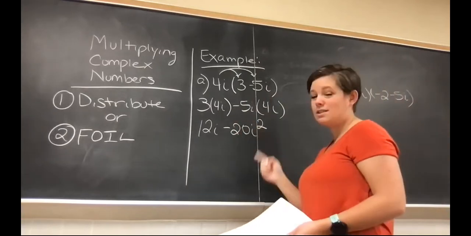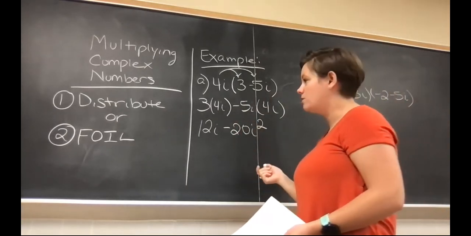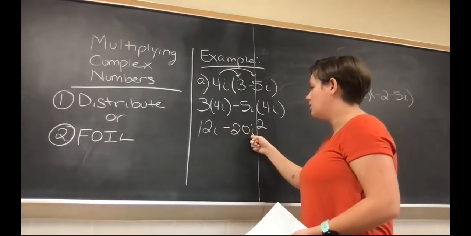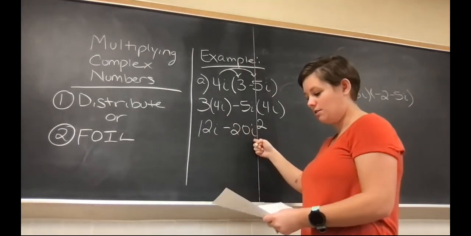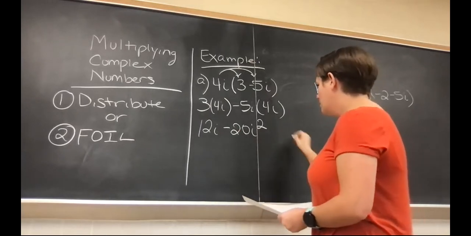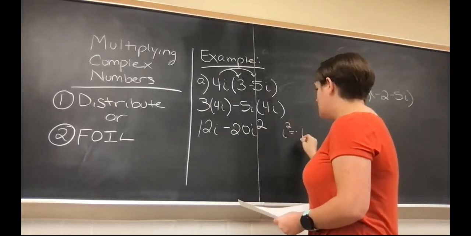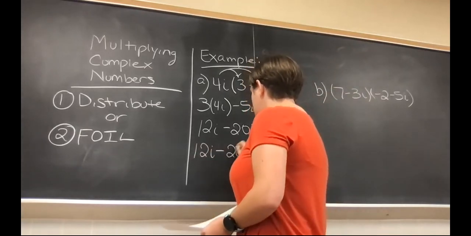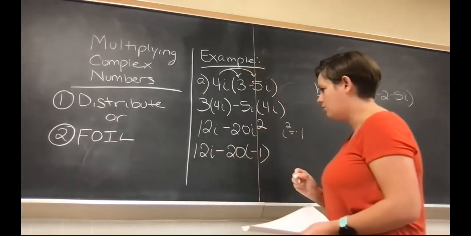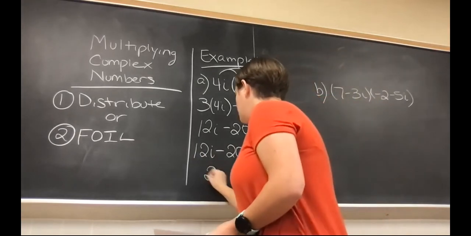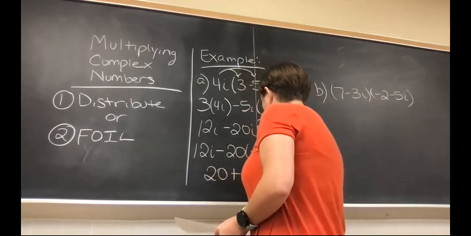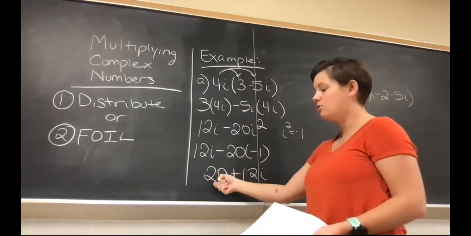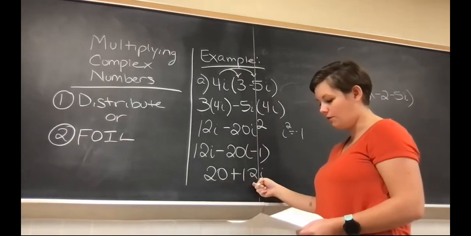Now, if these were just x's, that would be where we'd stop. However, since these are imaginary numbers and i is actually the imaginary unit, we need to think about something. i squared is what? What did I say all the way back at the beginning? I said i squared is the same thing as negative 1. That's like saying we have 12i minus 20 times negative 1. That means we have 20 plus 12i. That negative times the negative is going to make that a positive 20. So I put my real part first, 20 plus 12i.